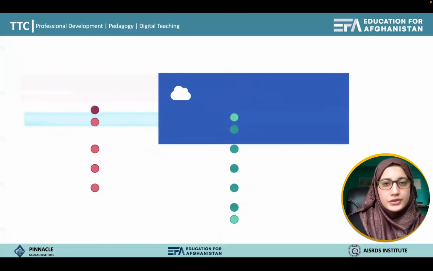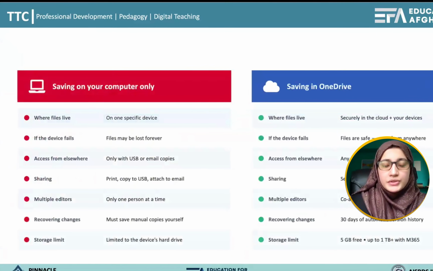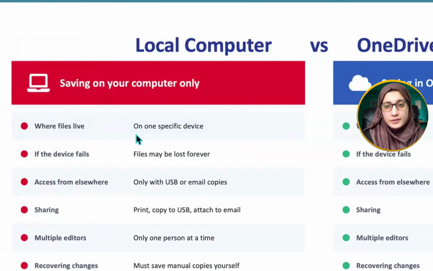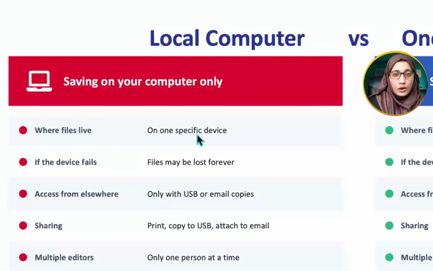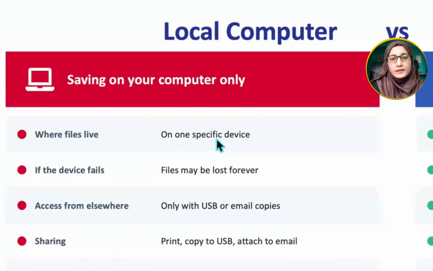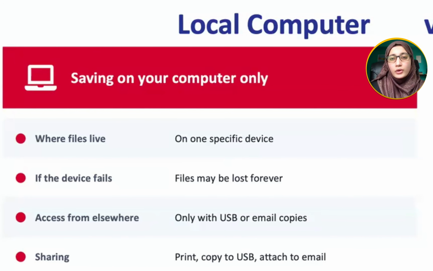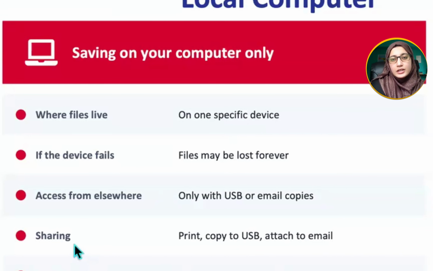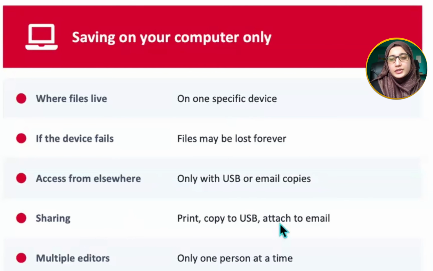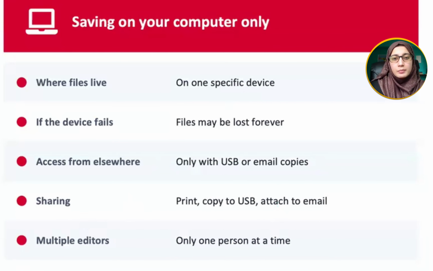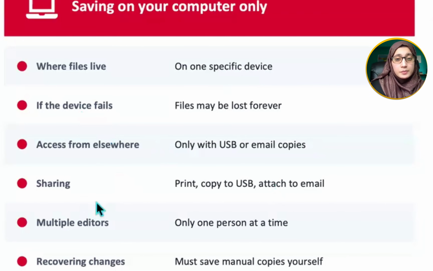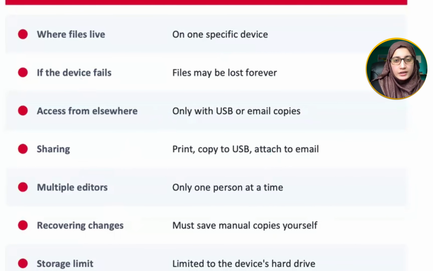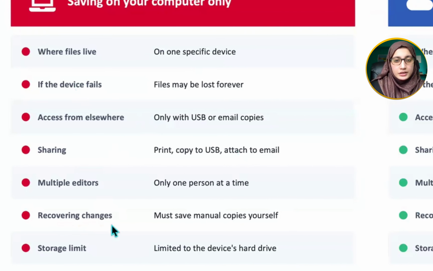This slide compares two ways of saving files. When you save a file only on your computer, the file lives on one specific device. If that device fails, is lost, or is not with you, the file may become difficult or impossible to access. Sharing is also more limited. You may need to attach the file to an email, copy it to a USB drive, or send it through a messaging app. And if several people need to edit the same file, you may end up with different versions. Final, Final 2, updated, new updated, and so on.